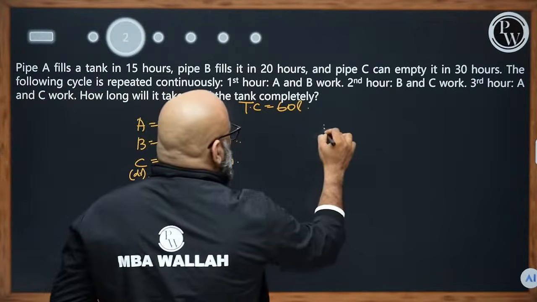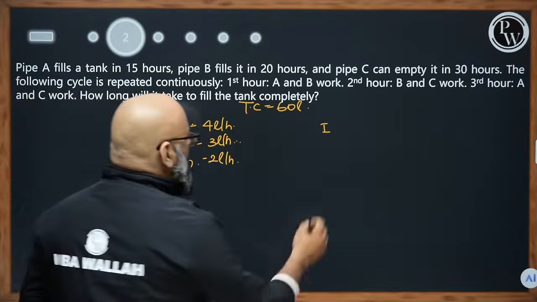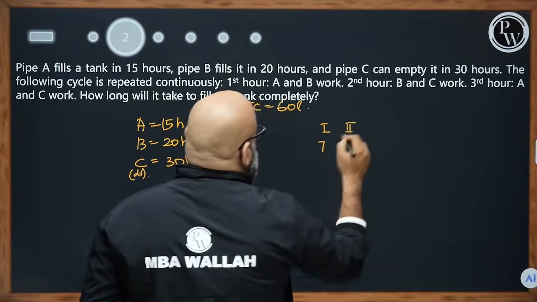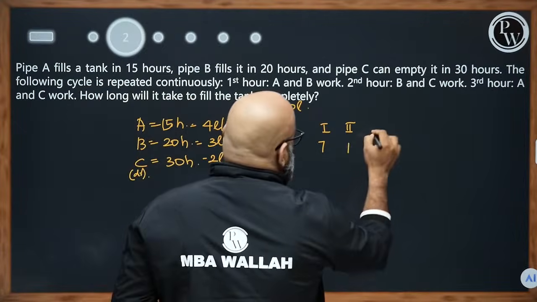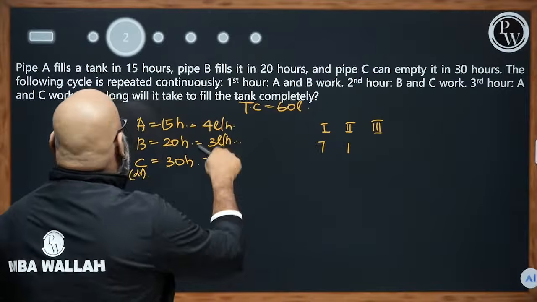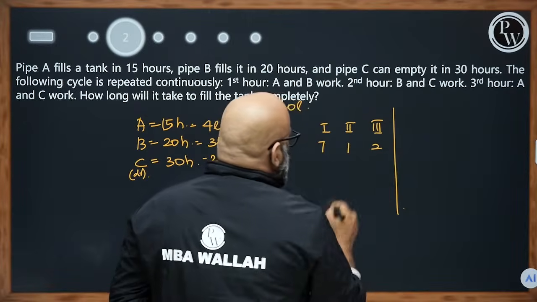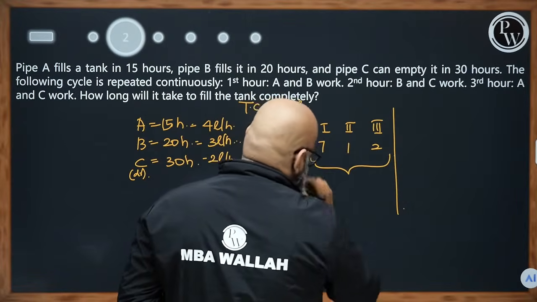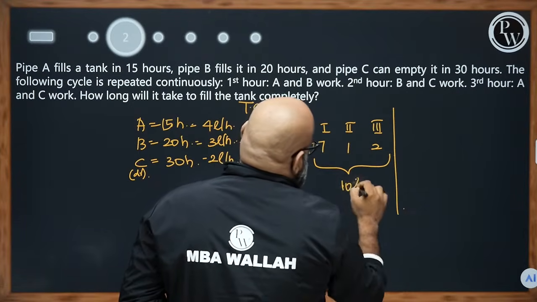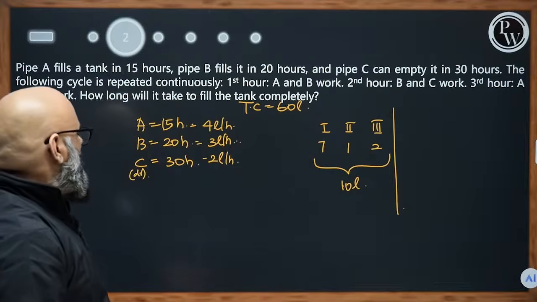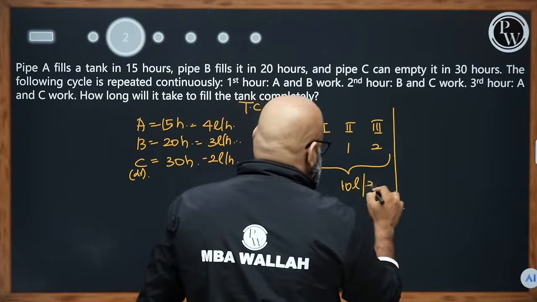So the first cycle, that's A and B working. A, B together give me 4 plus 3, that's 7. The second cycle, that's B and C. 3 minus 2 gives me 1. And then in the third cycle, I get A and C working. 4 minus 2 is 2. So for each and every cycle, I happen to get 10 liters. 7 in the first, 1 in the second, 2 in the third. That's 10 liters for every 3 hours.